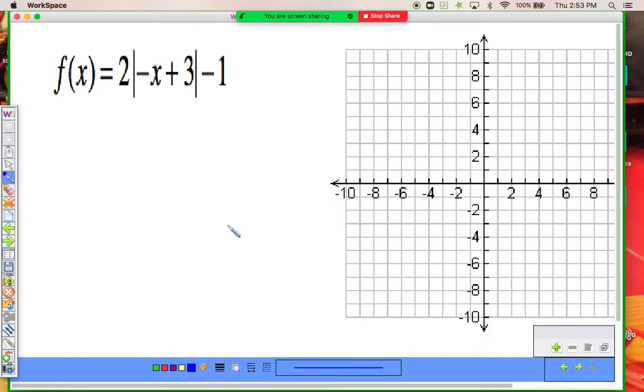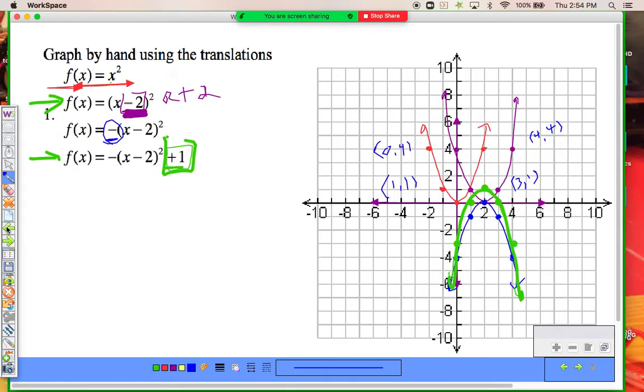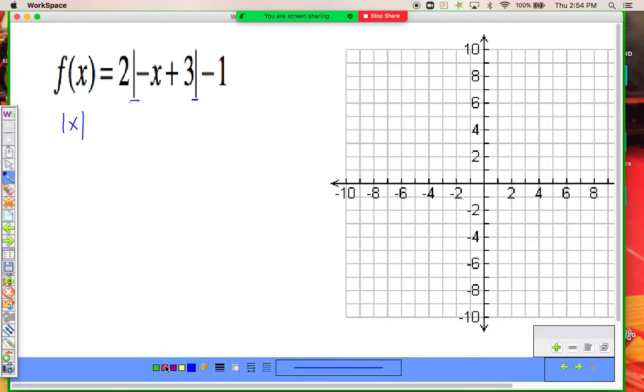All right, the first thing we need to think about is our parent function. When I graph this, am I going to graph the parabola, the u, or am I going to graph the v? Which one am I going to graph first? I'm going to graph the v because of the absolute value. So the first thing I'm going to graph is the absolute value of x, because it doesn't have the square like this one did. All right, let's write all our steps out, then we'll do each one by one.